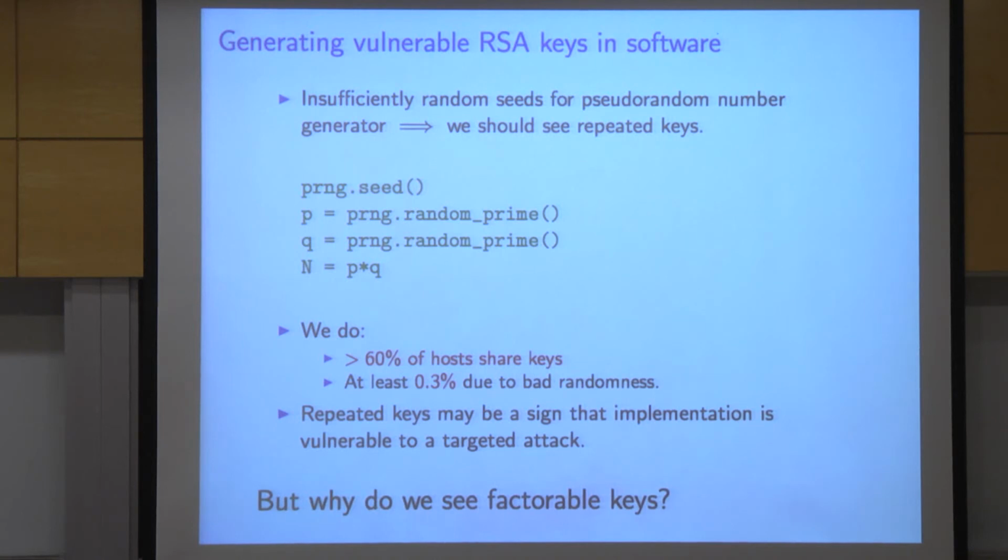I multiply them together to get N. If I'm getting a deterministic seed from the operating system, then I should always see the same value of N being generated by the devices. And as I mentioned, we do see an enormous number of shared keys in practice. And of course, these repeated keys, due to entropy problems, are a sign that the implementation might be vulnerable to a much more targeted attack, where you just enumerate all of the possible seeds for the pseudo-random number generator and generate all of the possible keys that could be generated on that particular device.